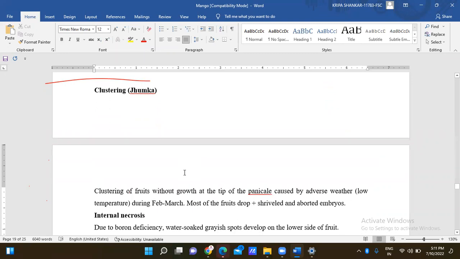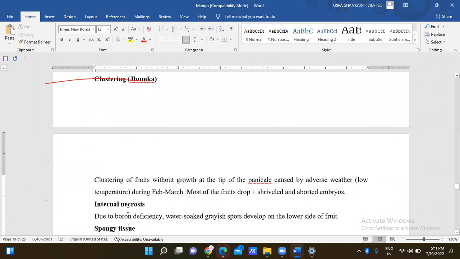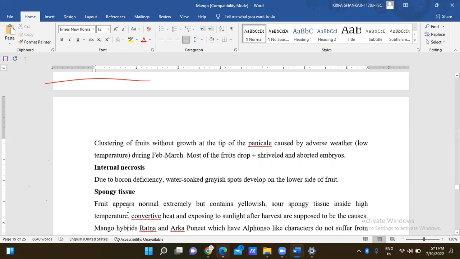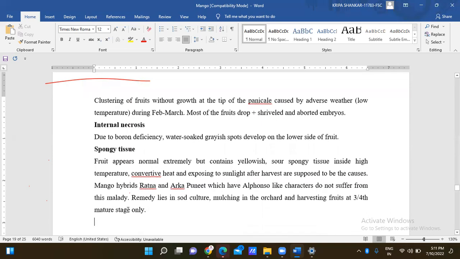In case of jhumka, two points you should remember. What is the exact month? In the case of clustering, fruits without growth at the tip of the panicle, and that is mostly because of low temperature, mostly in February, March. You should remember what the month is and what is the most common adverse factor responsible for clustering, that is low temperature.